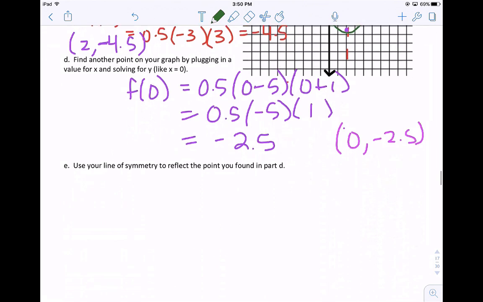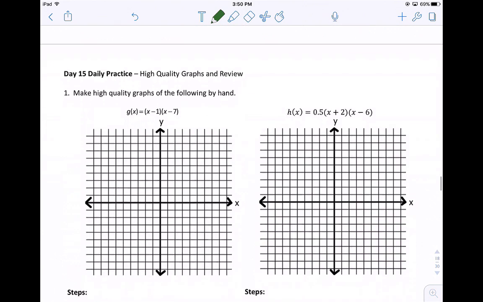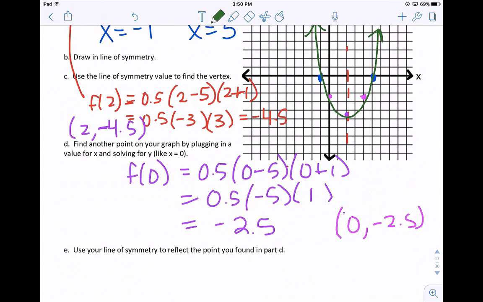All right, so that's what we're going to practice today. Some review, and you're going to be graphing some of these high quality graphs.